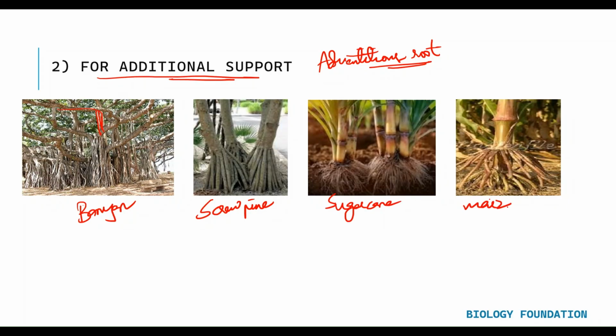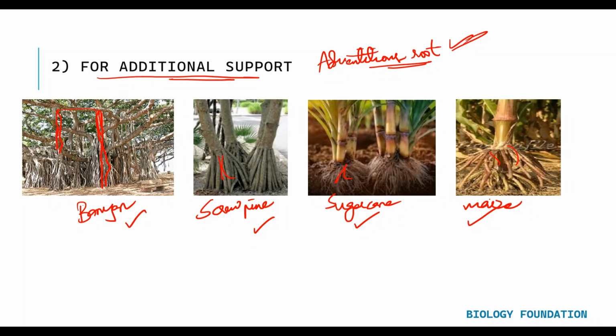In all four, banyan, screw pine, sugarcane, and maize, you can see that roots are developing from the stem, right? So they're adventitious roots. Now, in the banyan tree, what actually happens is roots develop from the stem, and these grow and again get deeply buried in the soil. Roots develop from the stems.